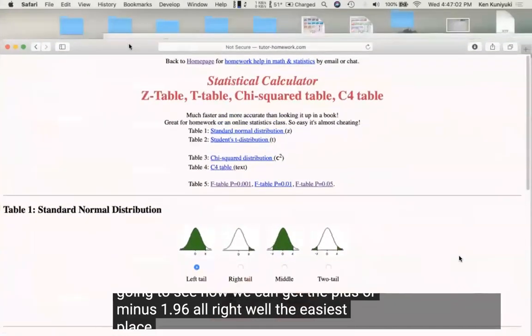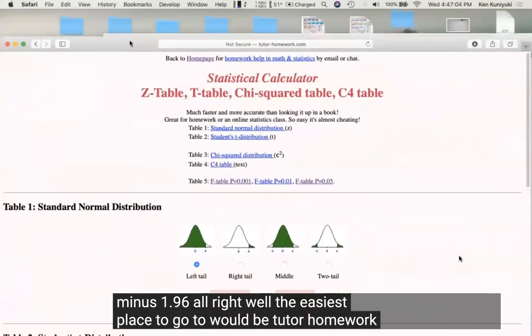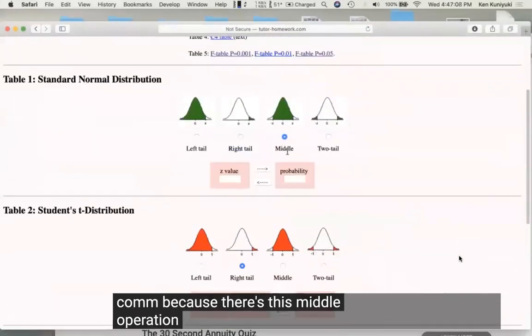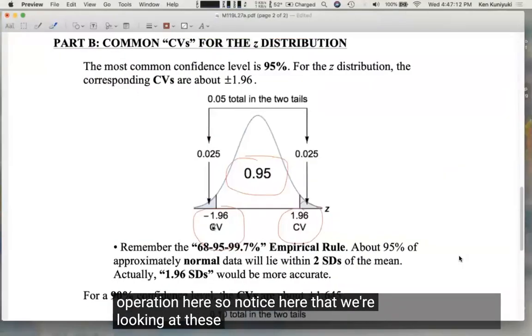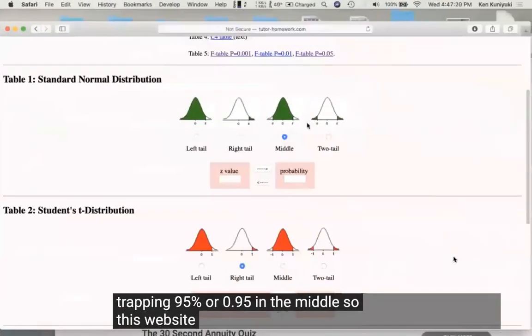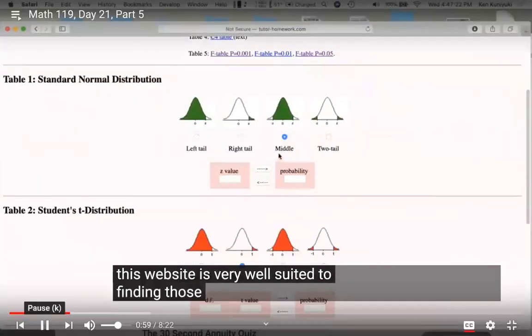Well, the easiest place to go to would be tutorhomework.com because there's this middle operation here. So notice here that we're looking at these two z-scores that are trapping 95% or 0.95 in the middle. So this website is very well suited to finding those kinds of values.